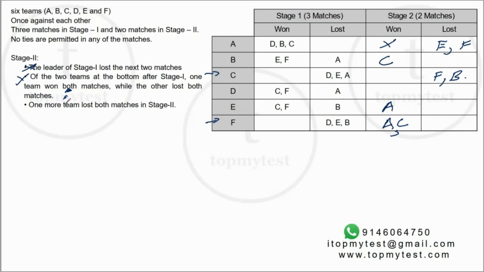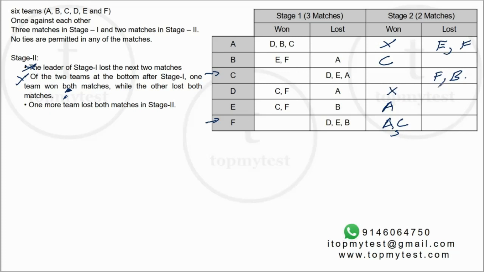Okay, and the last one says one more team lost both the matches in stage 2. It has to lose both the matches in stage 2. Now A has lost both the matches, C has lost both the matches. It says one more team. Who can be the other team? It cannot be F, cannot be E, because both of them have won matches. F has won actually 2 matches. E also has won 1 match. So it has to be D. D has to lose both the matches.